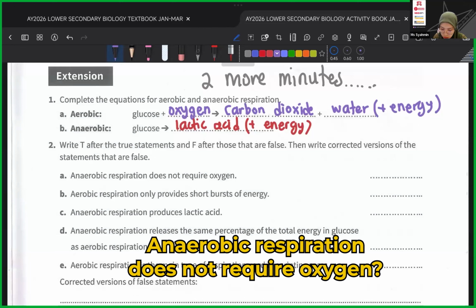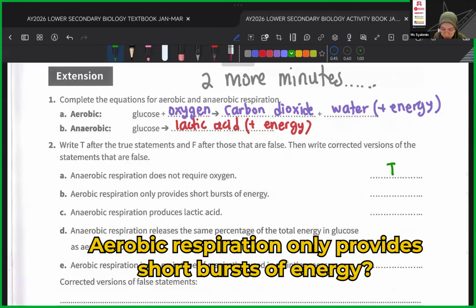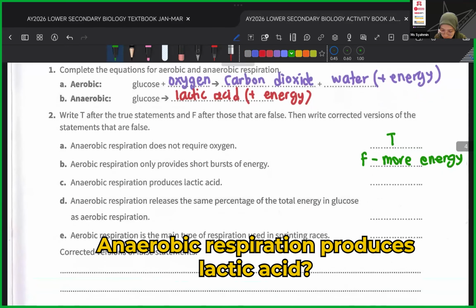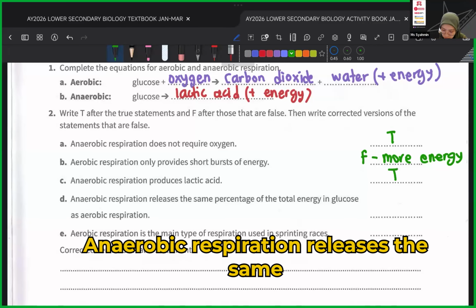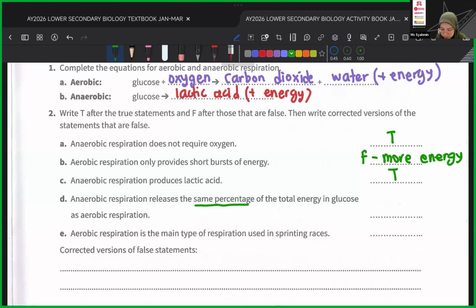Okay, true or false? Anaerobic respiration does not require oxygen. True. Aerobic respiration only provides short bursts of energy. False. Anaerobic respiration produces lactic acid. True, that's true.